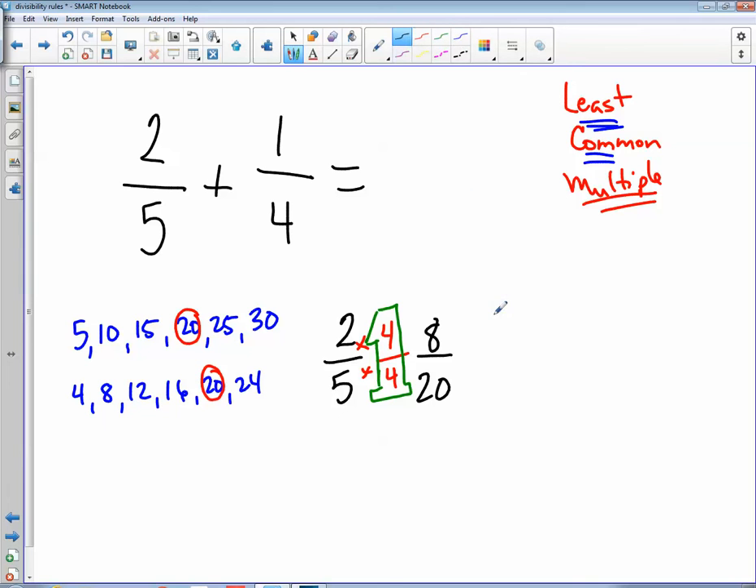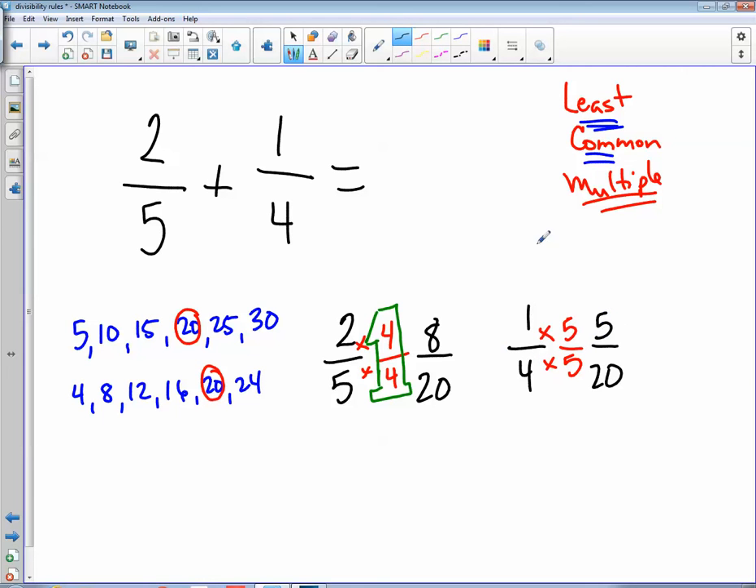Now for the next one, it's going to be 1/4. Again, my new denominator is going to be 20. So what number do I multiply by 4 so I can get 20? Well, that will be 4 times 5. So whatever I do at the bottom with the denominator, I have to do at the top with the numerator. I'm going to also multiply by 5. 4 times 5, 20. 1 times 5, 5.